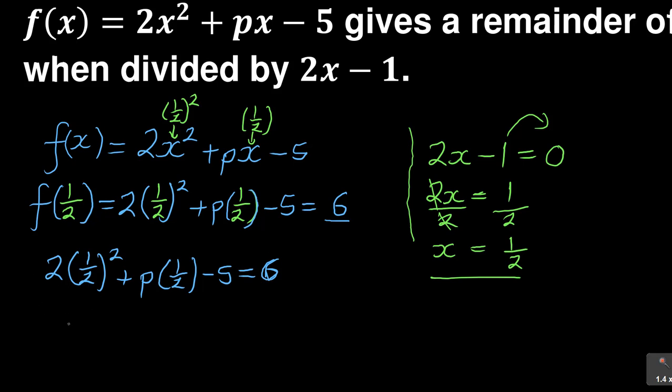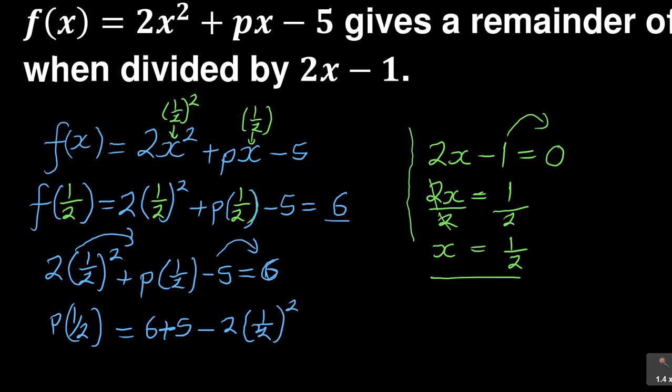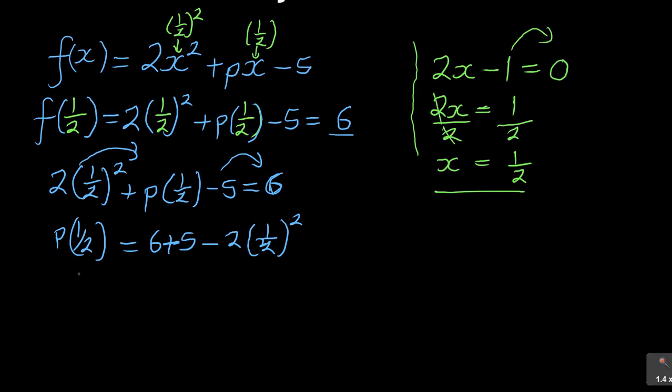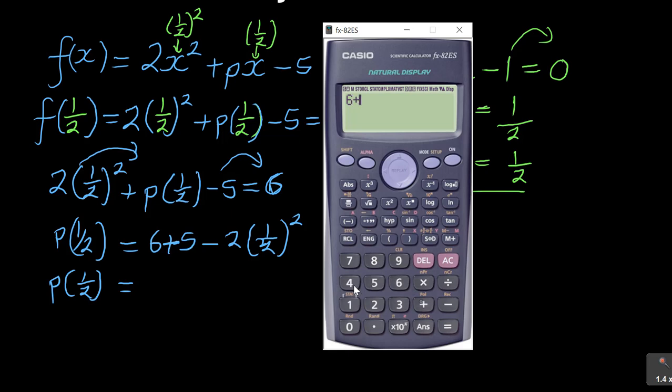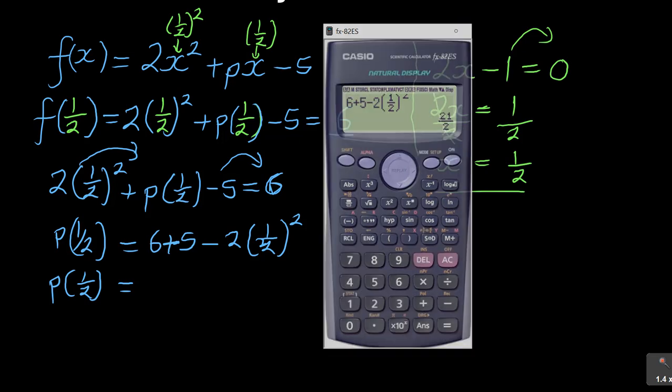So you take all the numbers to the other side so that you've got now p into 1 over 2. You can leave it like that, as p into 1 over 2 is equal to 6. Now the 5, which is negative, will become positive, and the 2 into 1 over 2 squared will become negative. Now I'm not simplifying it because I can always simplify it once and for all. So it is my p into 1 over 2 is equal to, you can use a calculator once so that you can simplify it. It's 6 plus 5 minus 2 into 1 over 2 squared. That's what we're having, and we're getting 21 over 2.